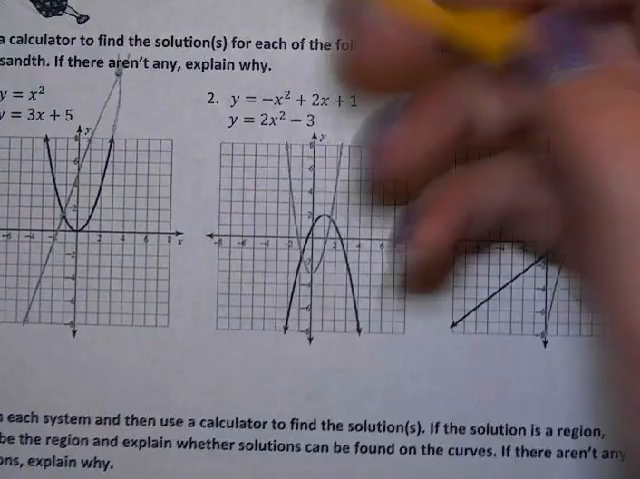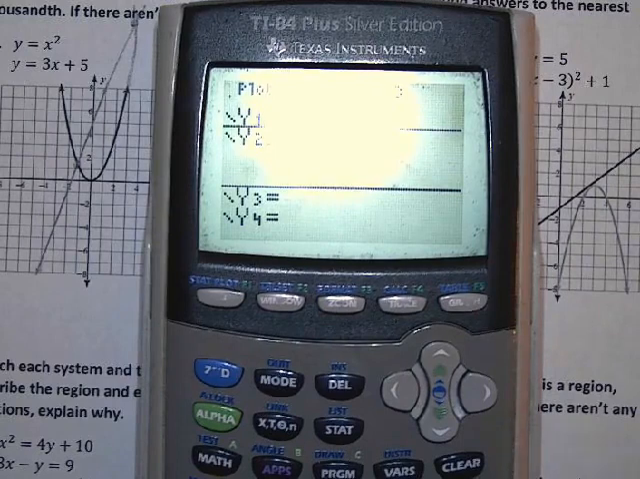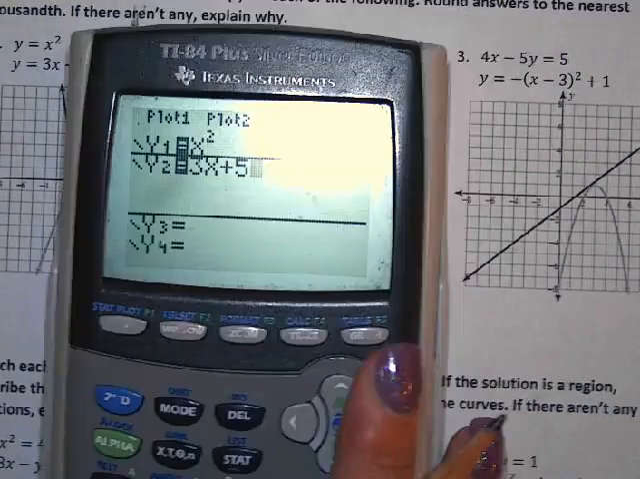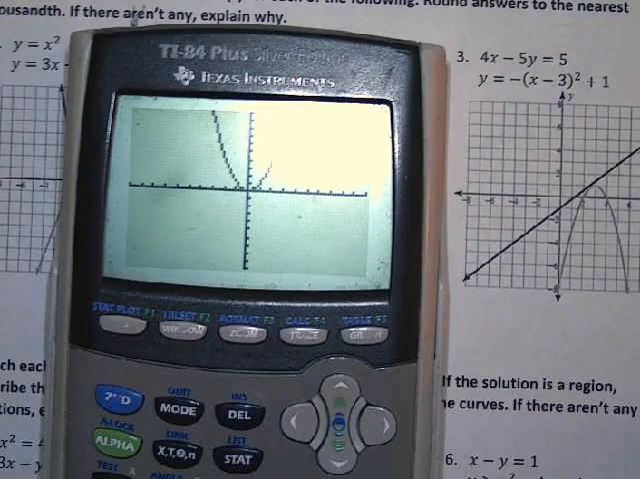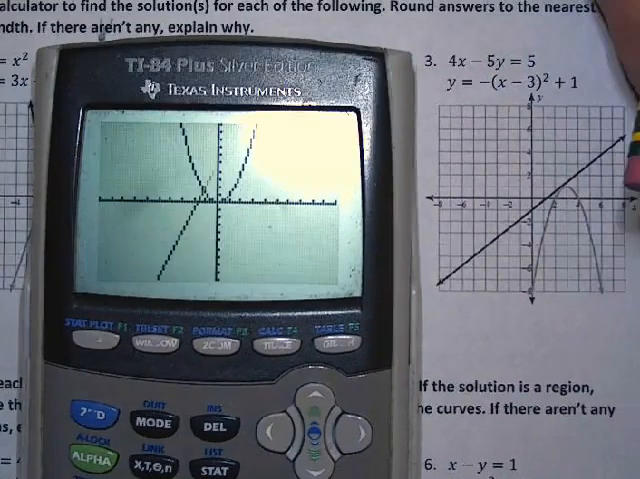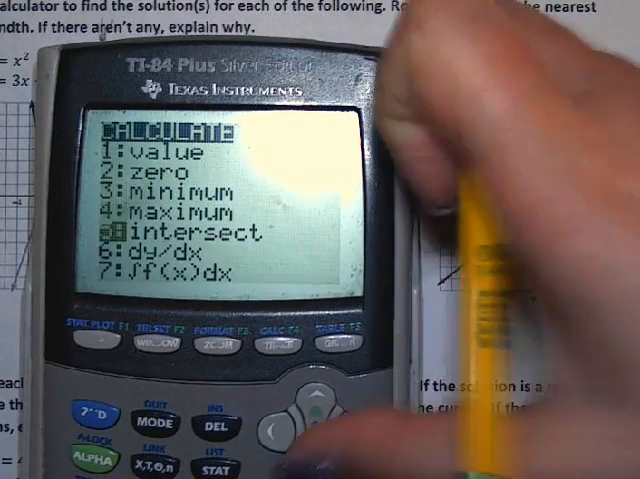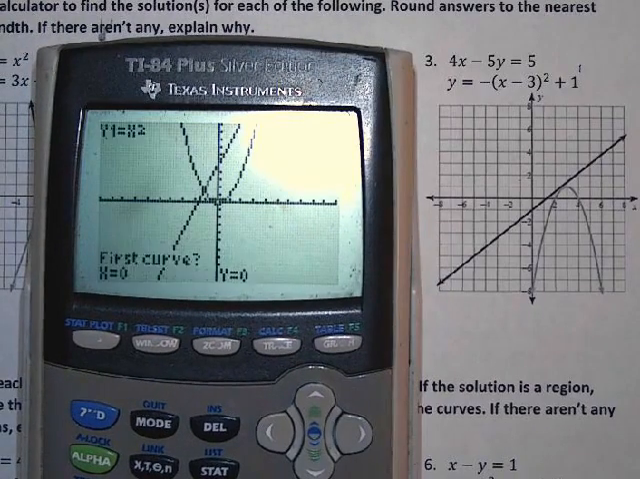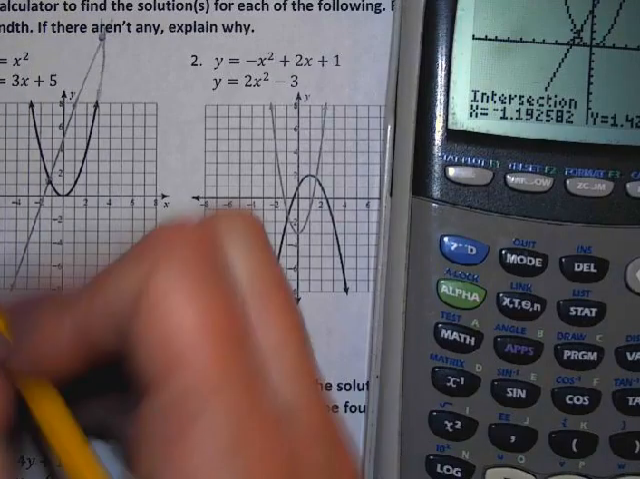So let's go ahead and graph these. X squared, 3x plus 5. I'm sorry it's been weird today. Okay. So let's go ahead and find the easy one first. So second trace, number 5. Enter, enter, enter. Okay. Is that the easy one? Yes, that's right. Marvelous. Okay, this one.